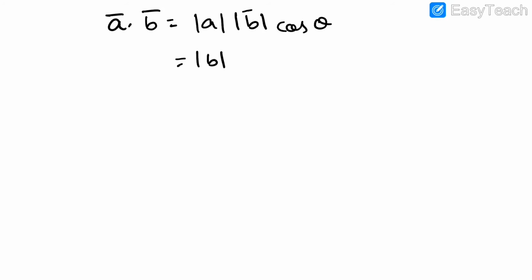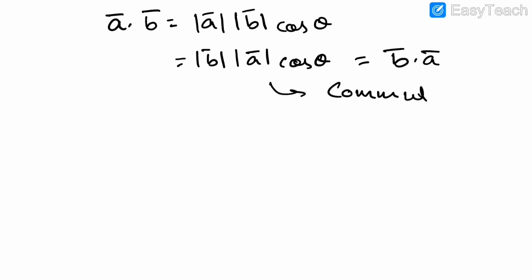Okay, so now I'll show a bit more results with this dot product. Now a vector dot b vector is mod a mod b cos of the angle between them, which is the same as mod of b vector mod of a vector cos of the angle between them, which is the same as b dot a. Therefore dot product is commutative. Very simple. Then let's see how it behaves over addition.